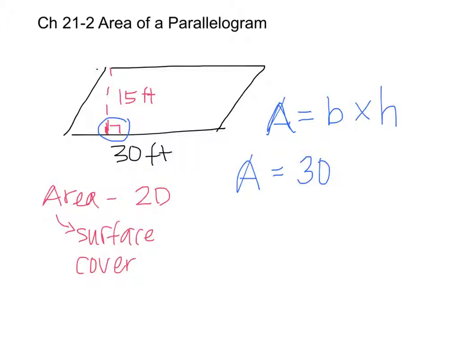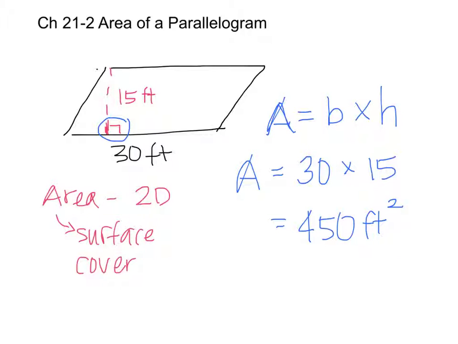So we replace the B and we put 30 in its place. Then we multiply that by the height, which is? 15. So instead of the H, we put the number 15. Okay? And we multiply that together. So this is pretty easy. If you think of just 15 times 3, how much is that? 45, and then you just add a 0. Okay? So you get 450 feet squared.